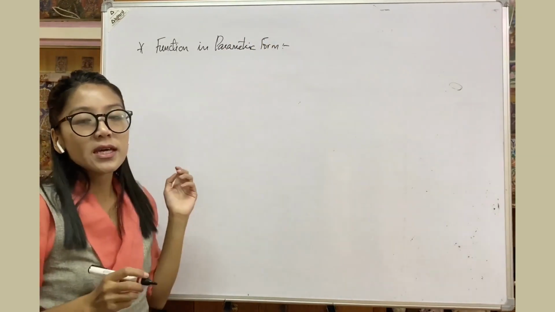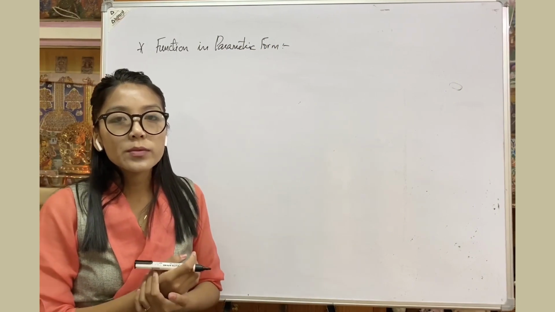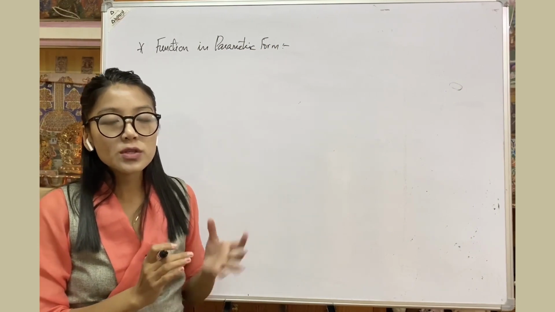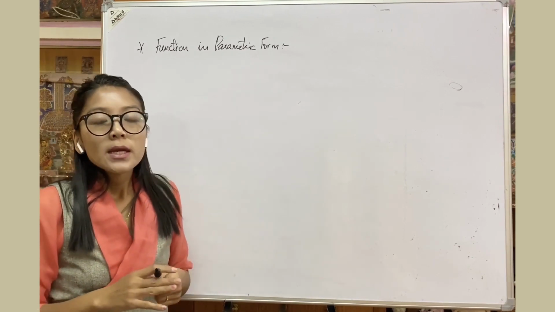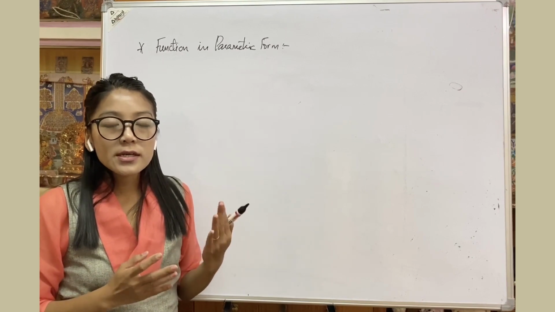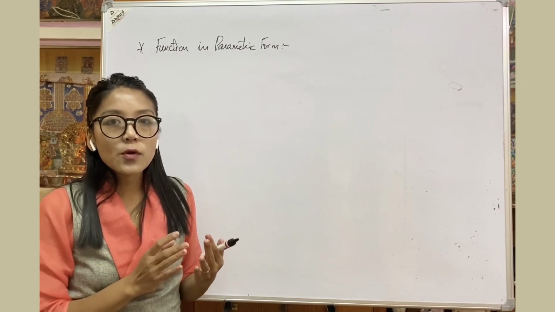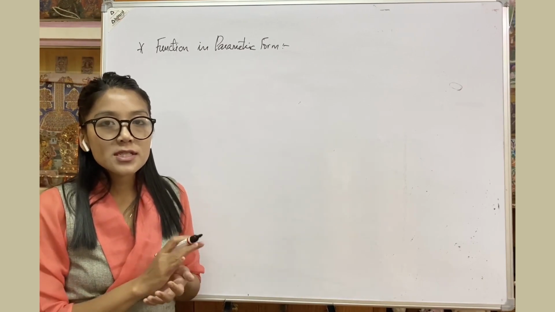And we shall see, when a function is in parametric form, how we will be differentiating such functions. This is the topic which I'm going to cover today. Now you know how a function was written earlier, either in explicit form or in implicit form. So these are the two ways of writing a function till now.